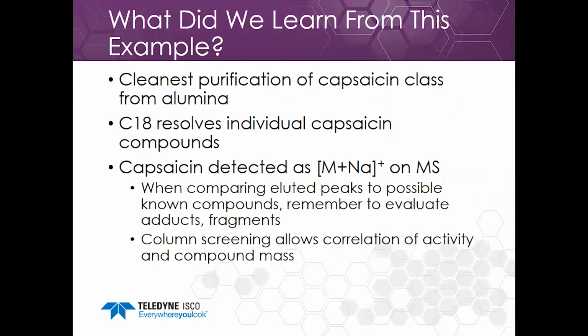So that provides a little warning to us when comparing eluted peaks. Remember to look at adducts, remember to look at fragments. For example, if the active compound potentially is a steroid compound, it might not be visible in electrospray, but you might see it in APCI, and steroids often show up as the fragment with the loss of water. Column screening allows correlation of activity and compound mass, and it also gives us a sense of where the compound elutes.